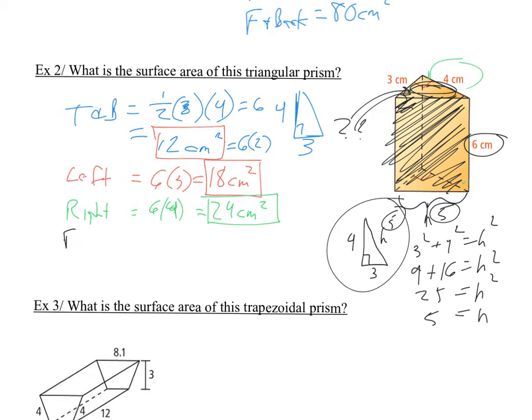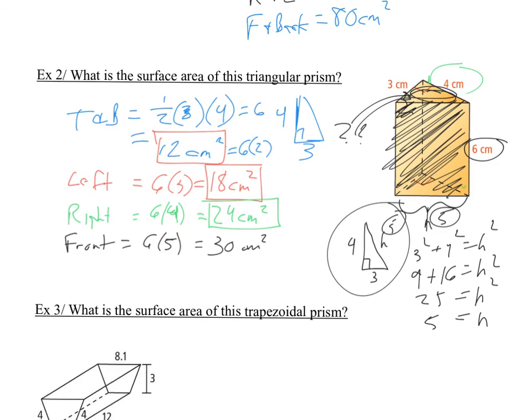So now that I've got that, the front face is going to be 6 times 5, which is 30 centimeters squared. The final thing that we need to do is to add all those together. So 12 plus 18 plus 30 plus 24, that would be 84 centimeters squared total when I add up all the faces. So the method that I encourage you all to do is almost to ignore that lateral area formula and just account for the area of each face individually, and then just add all those together as a total sum at the end.